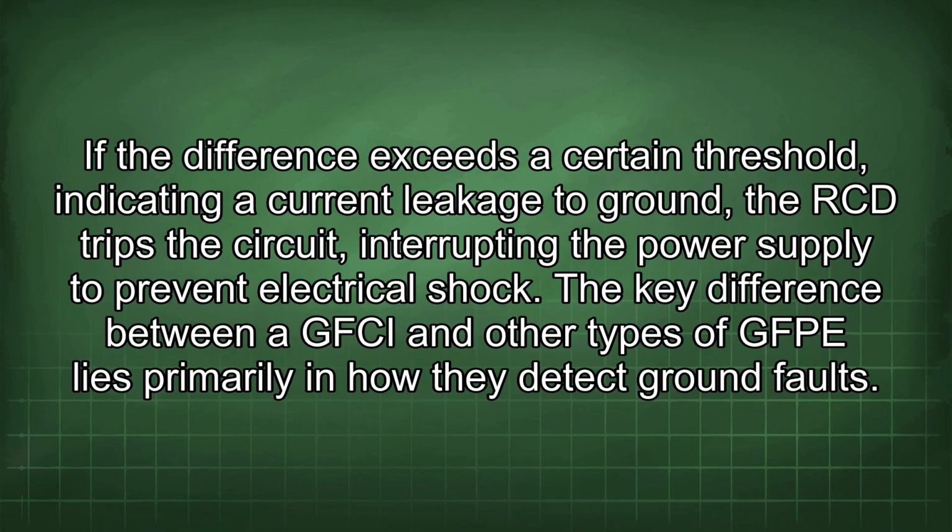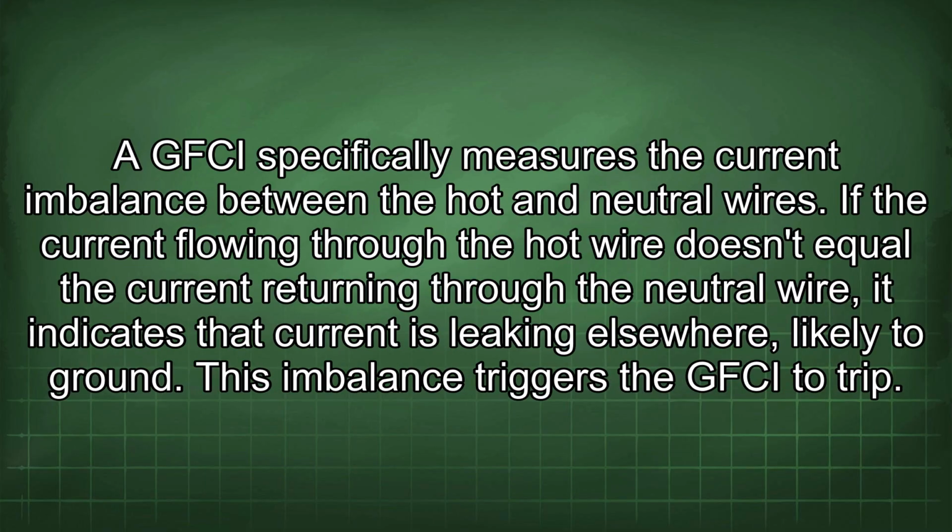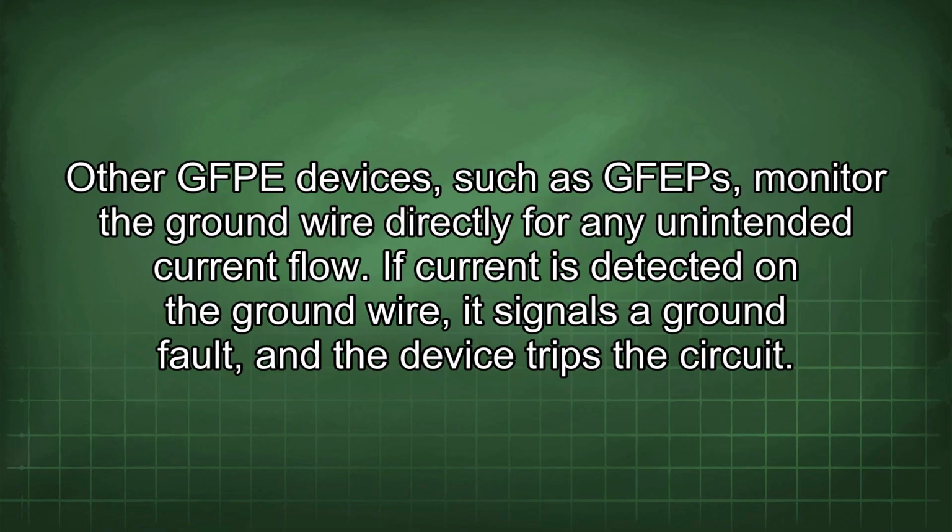A key difference between a GFCI and other types of GFPE lies primarily in how they detect ground faults. A GFCI specifically measures the current imbalance between the hot and neutral wires. If the current flowing through the hot wire doesn't equal the current returning through the neutral wire, it indicates that current is leaking elsewhere, likely to ground. This imbalance triggers the GFCI to trip. Other GFPE devices, such as GFEPs, monitor the ground wire directly for any unintended current flow. If current is detected on the ground wire, it signals a ground fault, and the device trips the circuit.